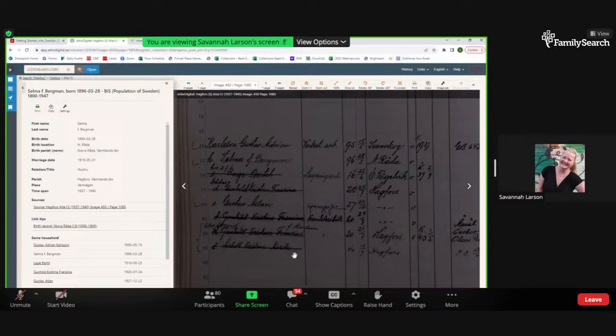FamilySearch and MyHeritage also have similar indexes, but they don't cover the same time span. I believe that FamilySearch and MyHeritage both have an index that covers at least 1860 forward, but I think it might be 1840 for MyHeritage. So if you have MyHeritage or you want to use FamilySearch, those are also very helpful. They just don't cover the same amount of time, which is why, if you have access to Archive Digital at a center, that is definitely the best one to go to.